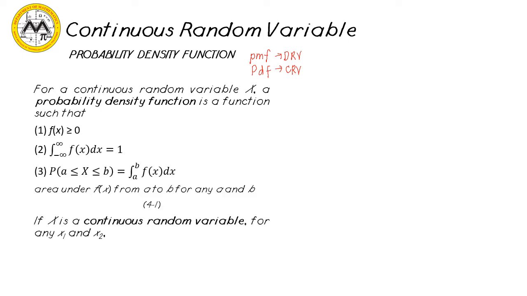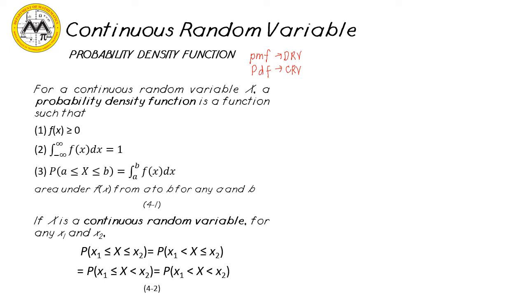If x is a continuous random variable, for any x1 and x2, the probability that the random variable x takes values in between x1 and x2 is just the same whether they are equal or not equal at the given boundaries, because the integral from a lower limit to an upper limit of the same value is equal to 0.